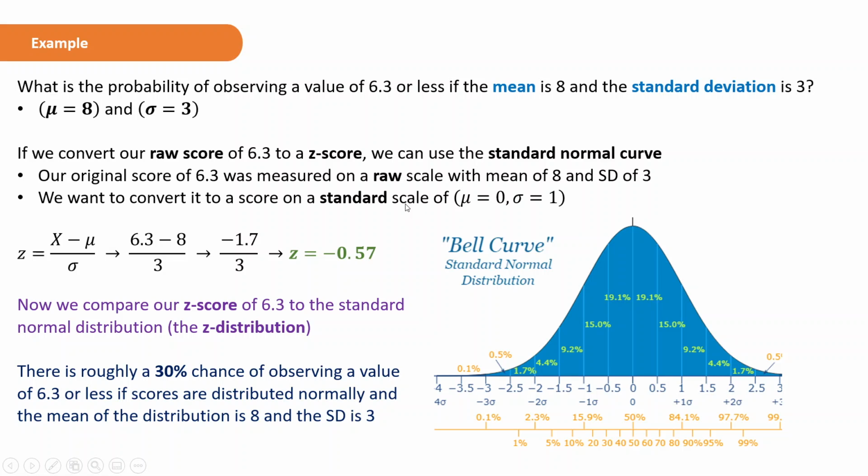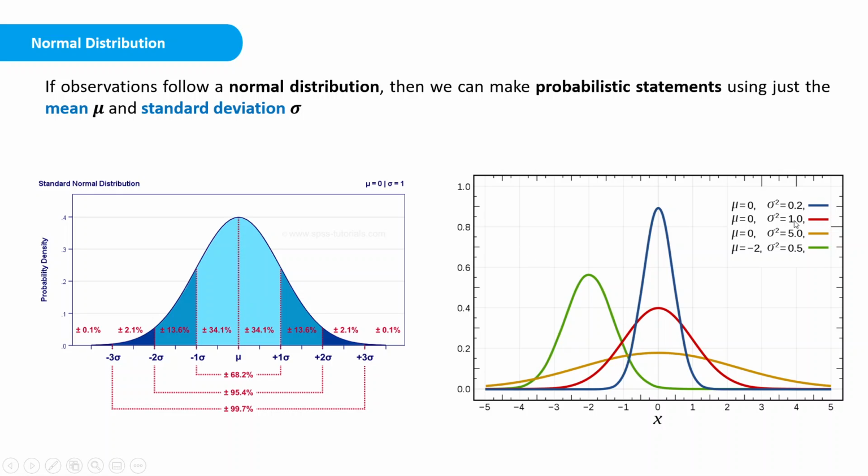And so what we can do is convert our raw score of 6.3 to what's called a z-score, and then we can use the standard normal curve to answer this question. The standard normal curve is just a normal distribution with a mean of 0 and a standard deviation of 1. Because otherwise, if we didn't convert our raw score to a standard normal score, or z-score, we would have to have a different normal distribution charted for every possible combination of a given mean and a given standard deviation. Because remember, with every combination of a different mean and a different standard deviation, our normal distribution changes both its shape and its location.